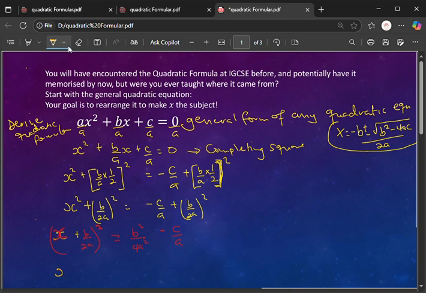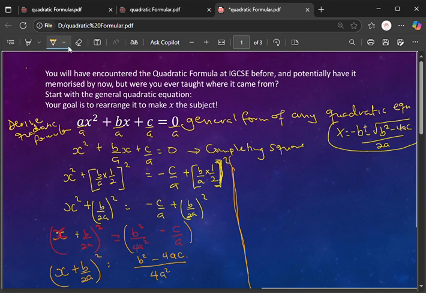So x plus b out of 2a whole square equals, now here the common denominator, the common multiple, would be 4a squared, and now we are simplifying them. All right, so basically here we shall get b squared minus 4ac. Okay, this is the simplified part. All right, now we have this, so let's continue.